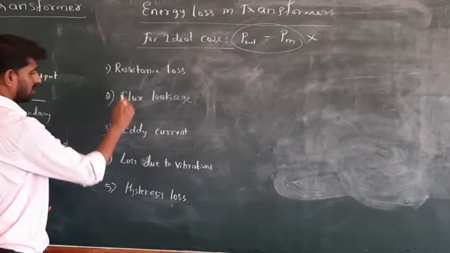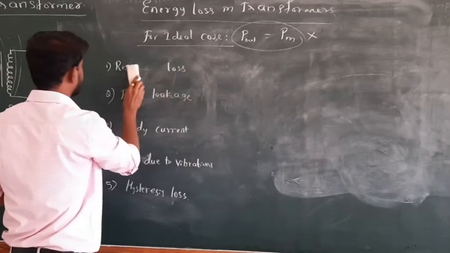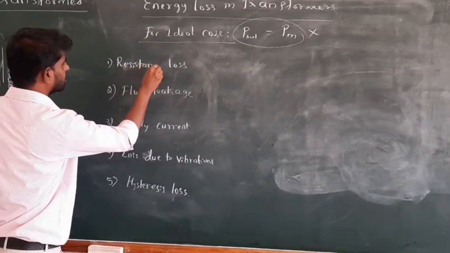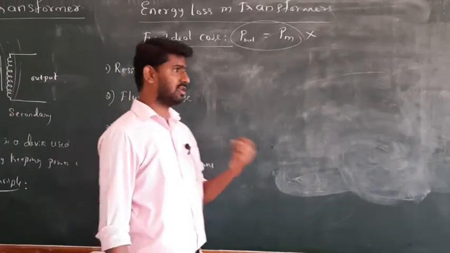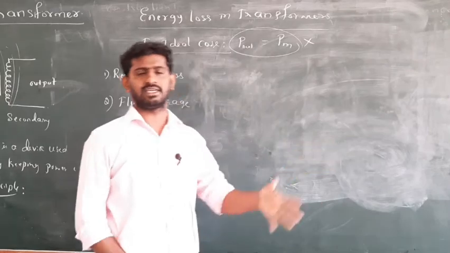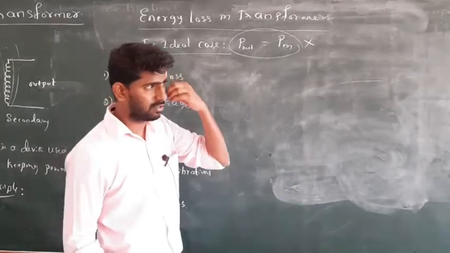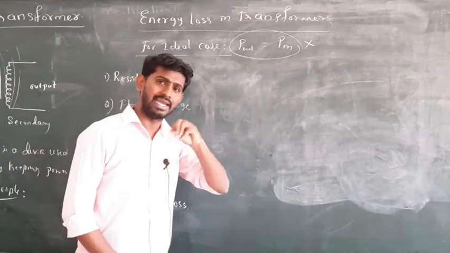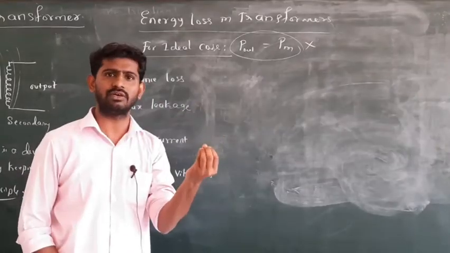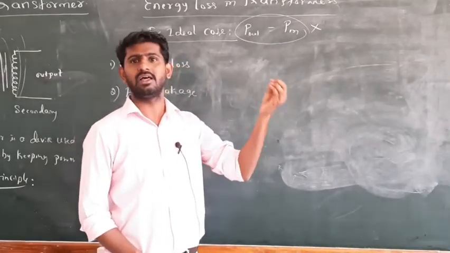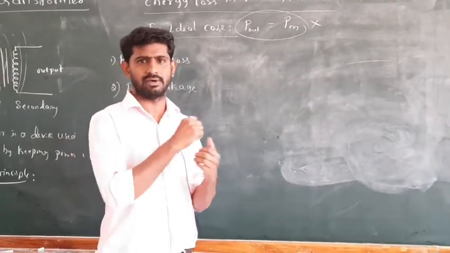The first one is the resistance loss. So what is the resistance loss? It is the energy loss, the power loss, due to the resistance of the conductor. Whichever conductor you take for the transformer, you may take copper or aluminum, any conductor, it has some amount of resistance. Because of that small resistance there may be a loss of energy, loss of power.